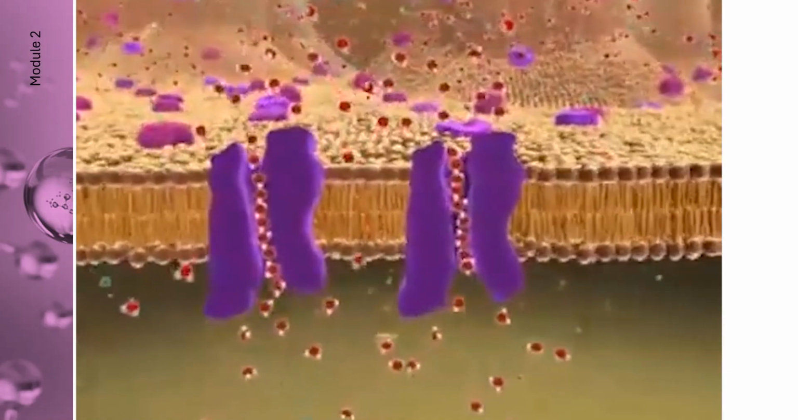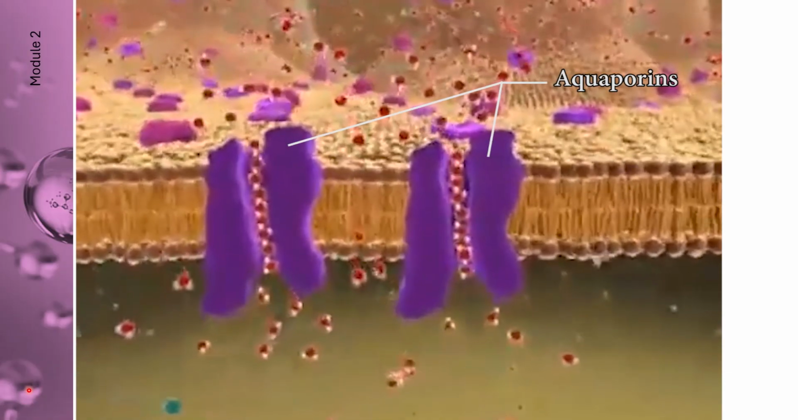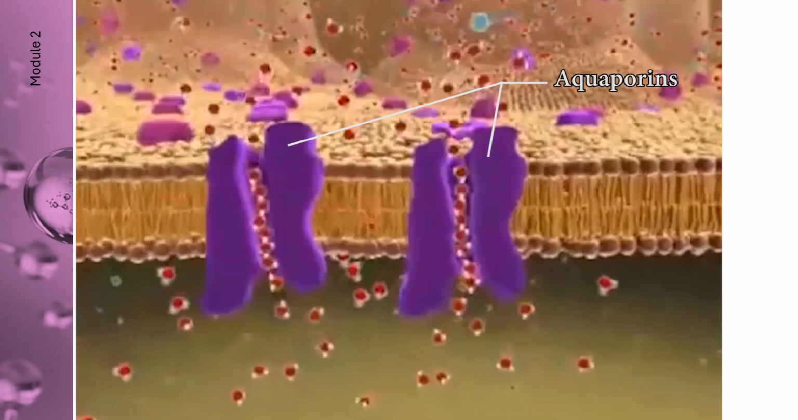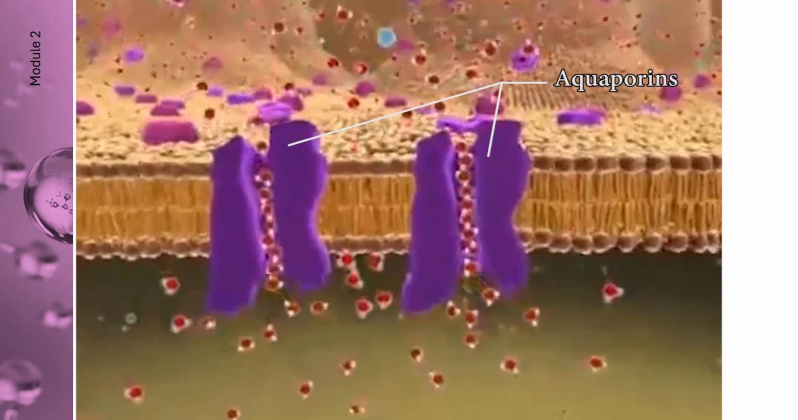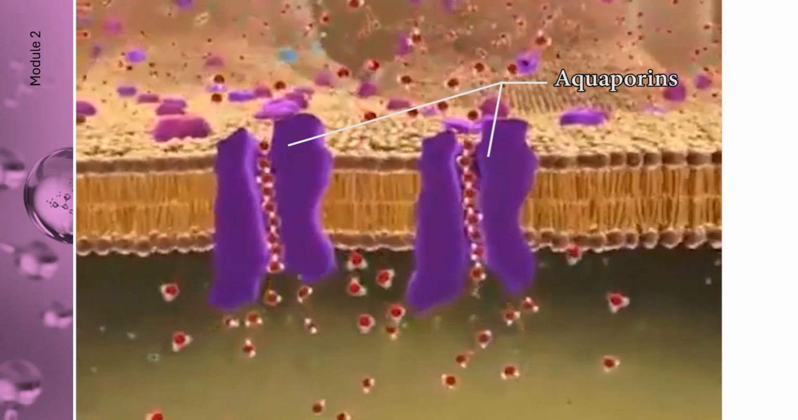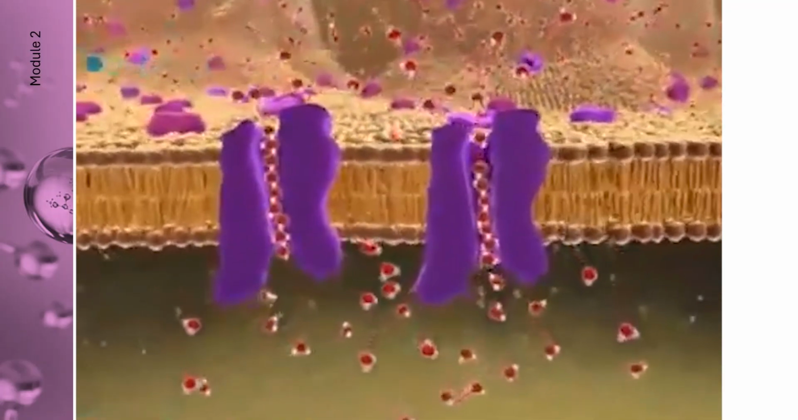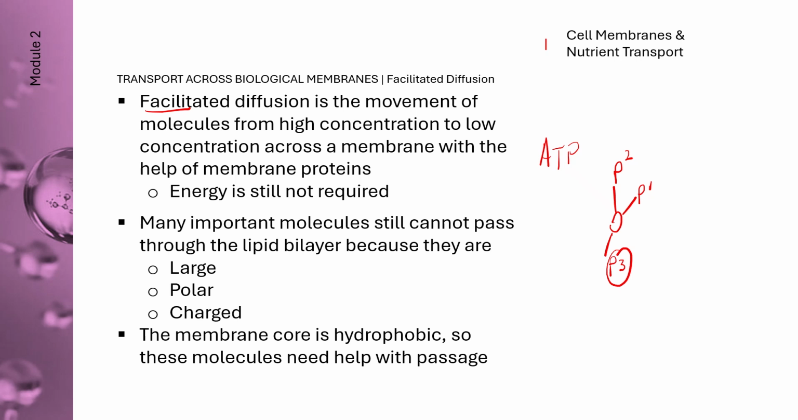We call them aquaporins. We'll be seeing them later on. But all these are examples of facilitated diffusion. To recap, think of facilitated diffusion as molecules moving across the membrane, but with the help of special transport proteins, but still does not require energy.